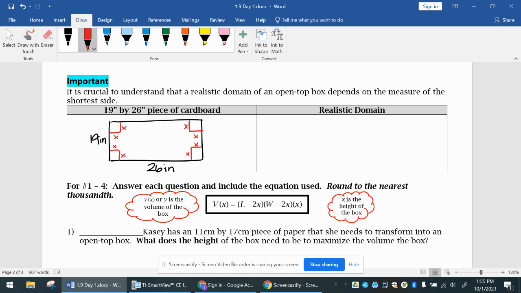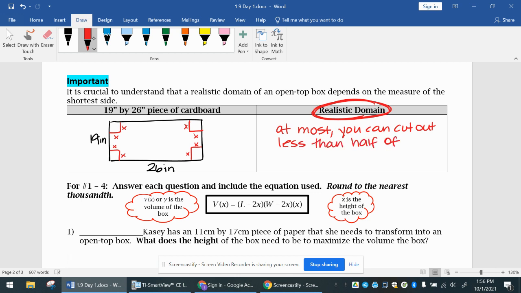Now, realistically, there's only so much paper or cardboard. There's only so much material you can cut out before you run out. So whenever you are asked for the realistic domain, it's asking how much can you really cut out from that material. At most, you can cut out less than half of the shorter side, is what I meant to say.